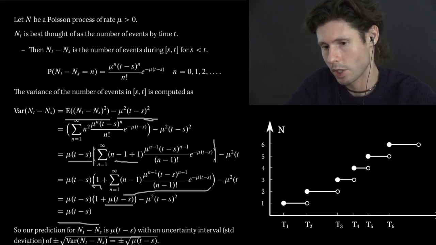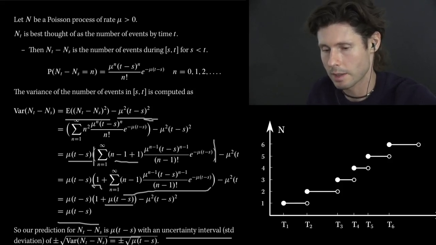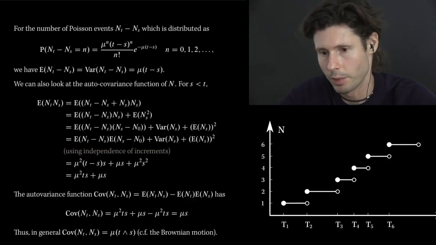That's the best prediction, with an uncertainty that is the standard deviation, which is computed as the square root of the variance, so plus or minus the square root of mu times t minus s. So that's another computation of that type.